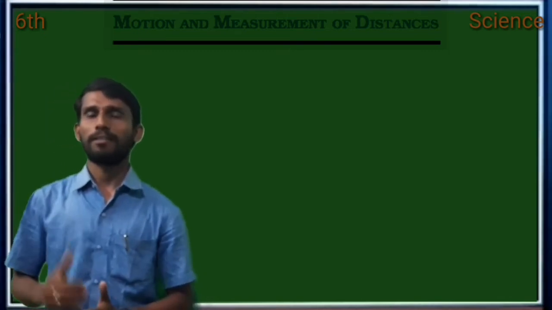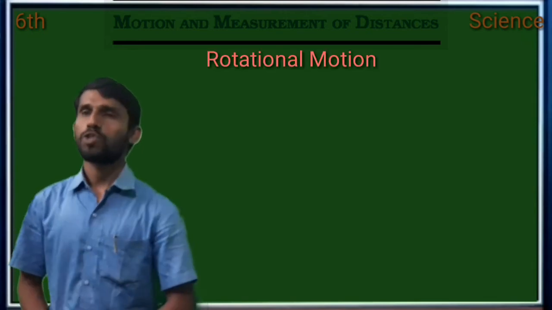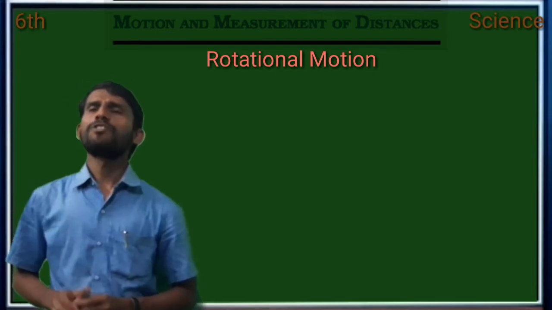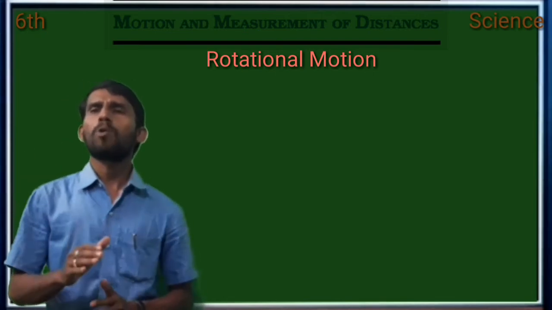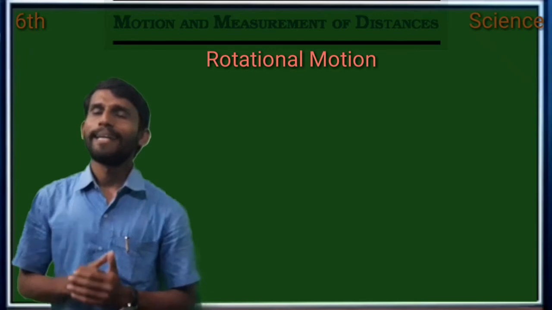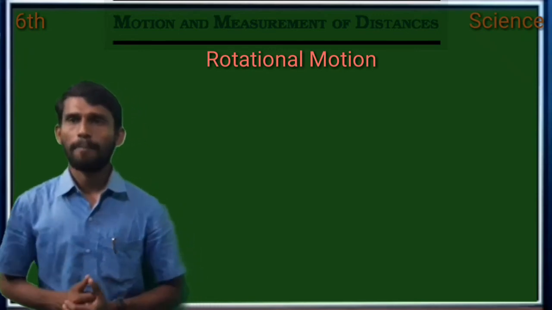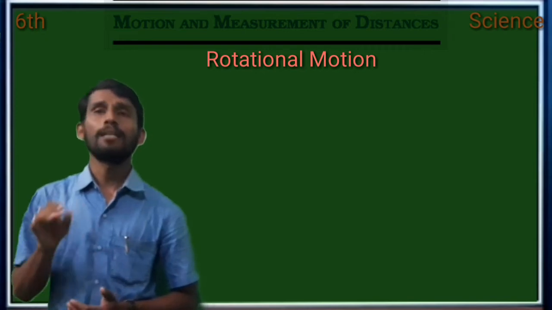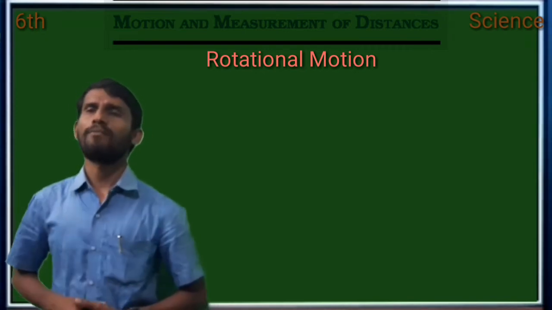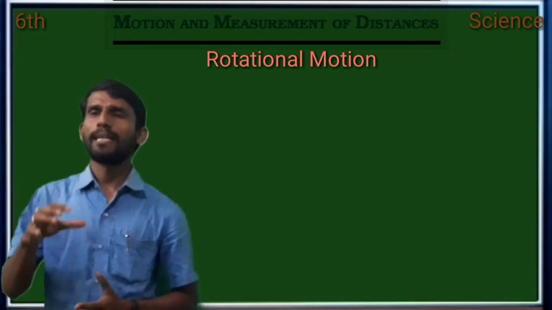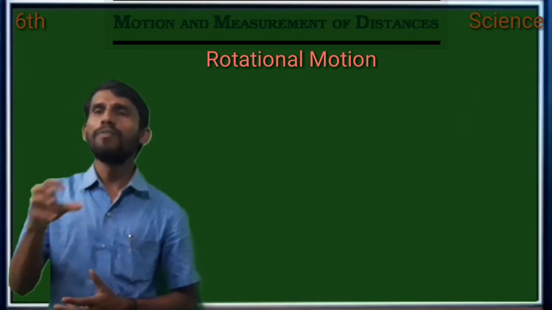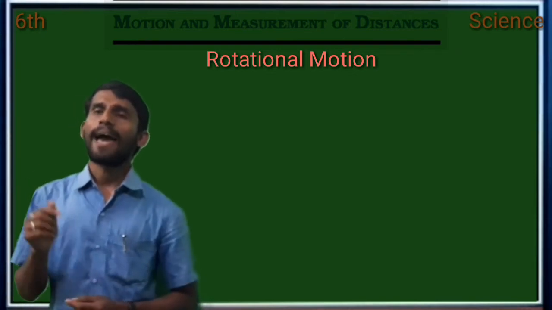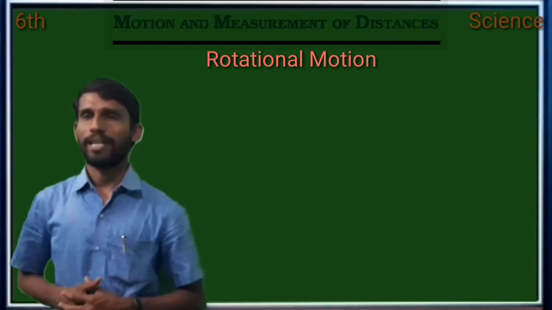Dear friends, the next point I am taking here is rotational motion. Rotational motion means a motion in which a whole body moves about an axis. For example, the motion of a top or a spinning top. This is one of the examples for rotational motion. Here, the complete body is moving about an axis. So we can say this is an example for rotational motion.